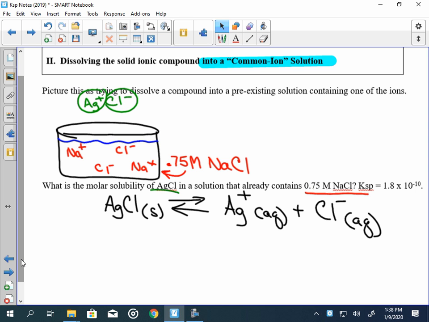In the solution, you mean? In the solution. Here. You are correct, because there's no Ag plus down there. So you're starting from 0. But Kyle, what's the molarity of the chloride ion? 0.75. Exactly right.